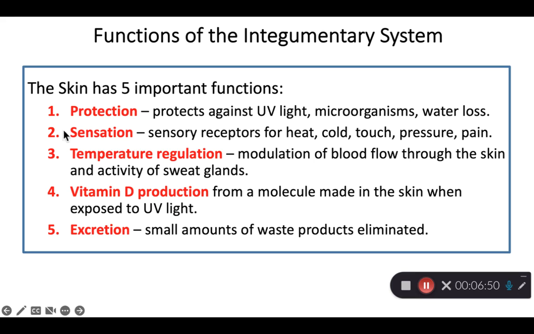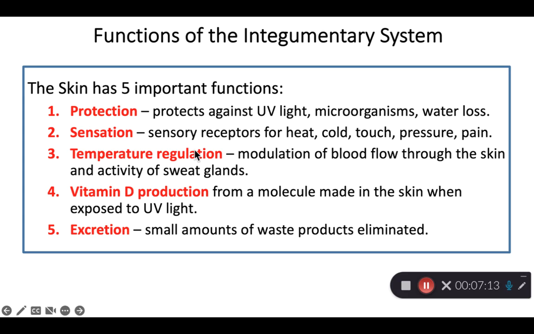Number 2, sensation. So again, a lot of different sensory receptors. So this is your nervous system component. It's going to detect temperature changes, different types of touch sensors in your skin, pressure, there's pain receptors, and even more.